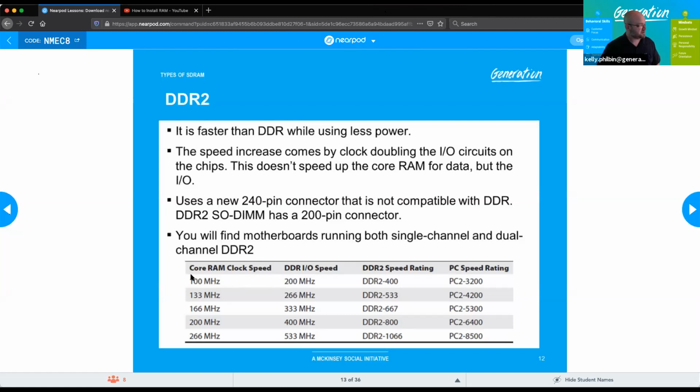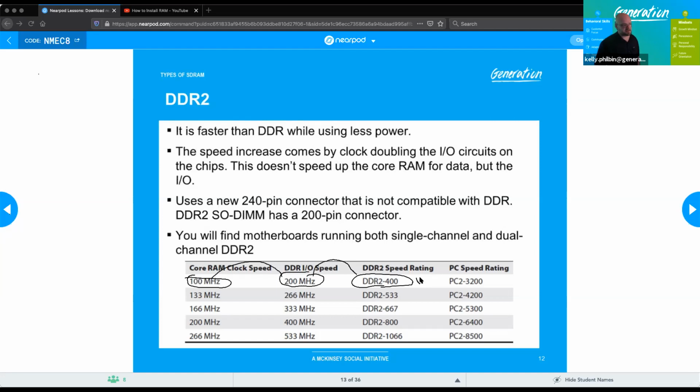We have our base clock speed, 100. Now, if this was a DDR, first generation DDR, our DDR input output speed would be 200 megahertz. But generation 2 doubles that one more time. So it is now 400. So you're doubling it from clock speed to the original DDR. You're doubling it again to the generation 2 DDR.